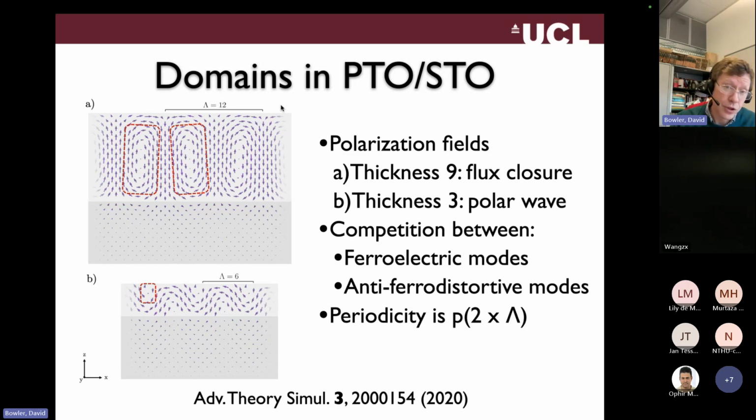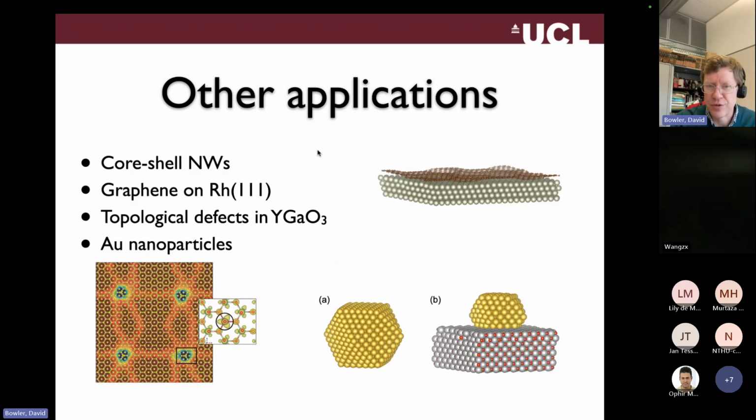We went on to look at the effect of what happens if there's actually a sort of a scratch in the surface, and we find that that can affect the location of the walls between these domains. There are lots of other areas that we've applied it to. I've got some pictures and a little bullet list here.